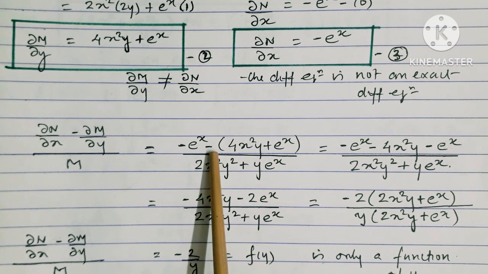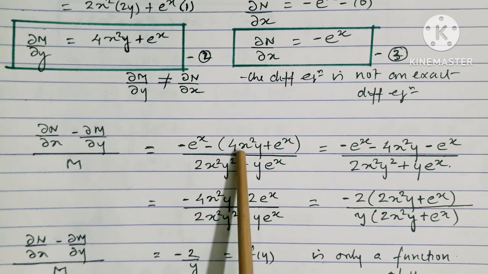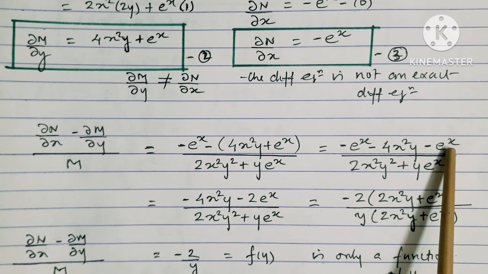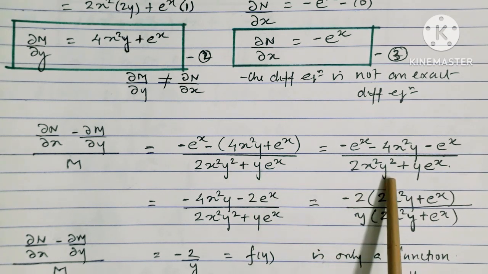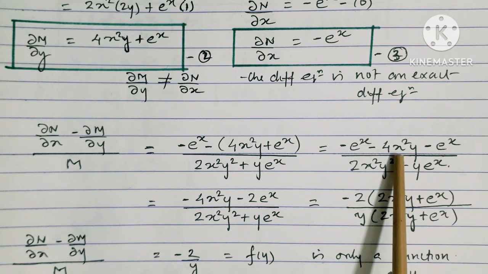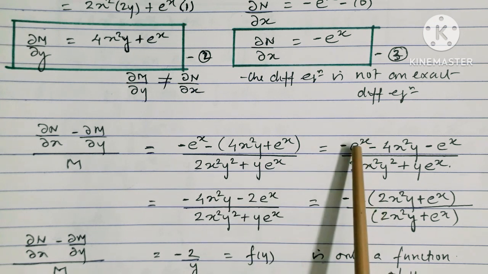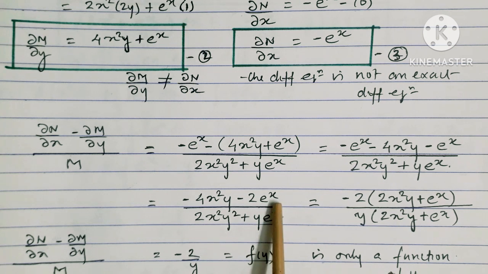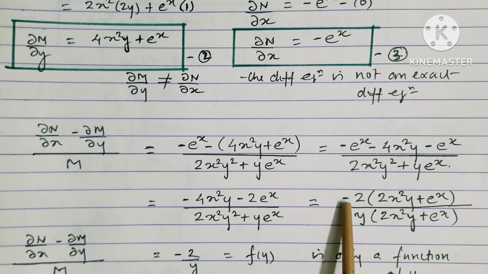Now since there is a negative sign outside the bracket, both the terms inside the bracket will change their sign as we open the bracket. So this would be −4x²y − e^x upon 2x²y² + y·e^x. Now this would be −4x²y and −e^x and −e^x, which is equal to −2 into e^x upon 2x²y² + y·e^x. Now here in the numerator we can pull out the negative 2 common outside.